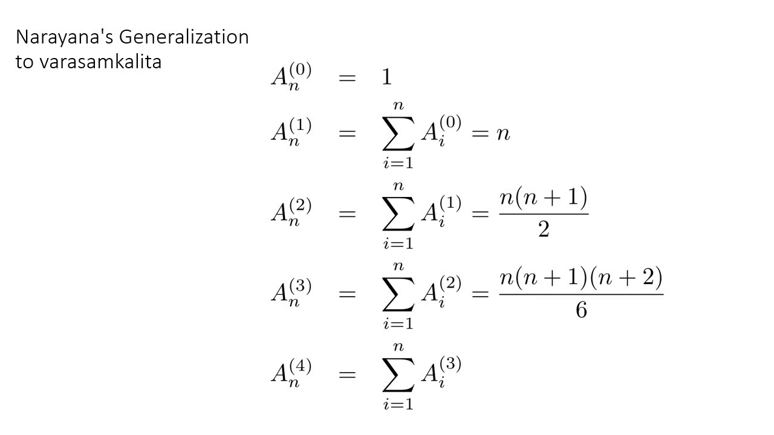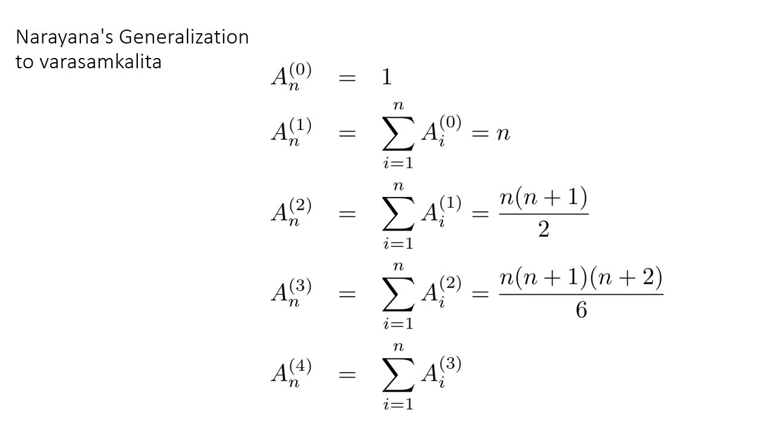I just want to give, once more, the equations of this series in this form. So we have here a_n0, a_n1, a_n2, a_n3, a_n4, and like this you can go on defining a_n5, a_n6, a_n7, endlessly. And this generalization, a_n4, a_n5, a_n6 and so on, is called Varasamkalita by Narayana in the Ganita Kaumudi.